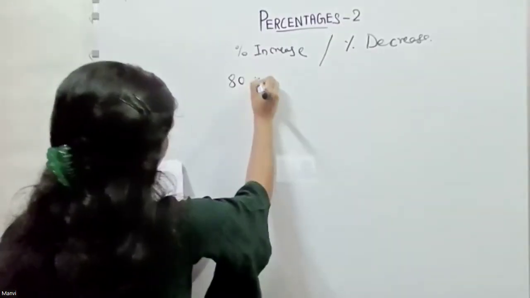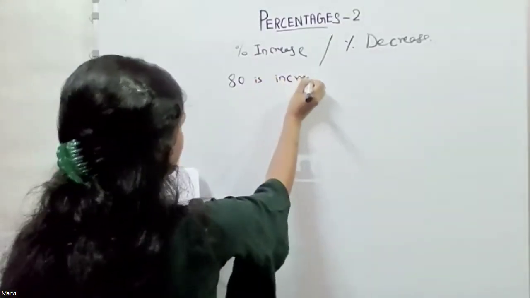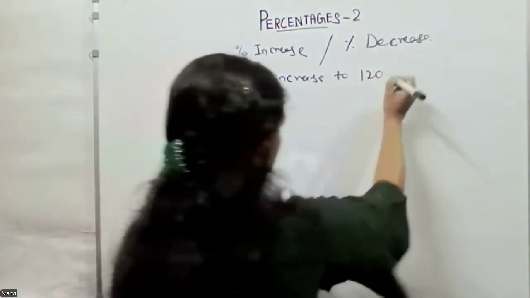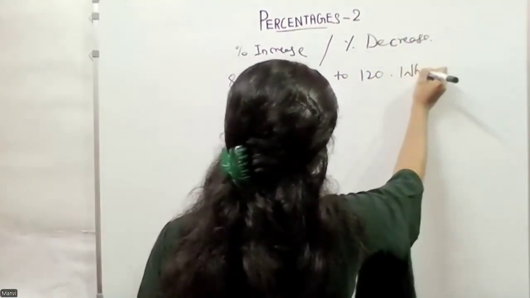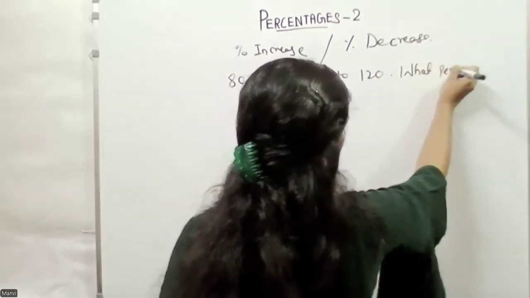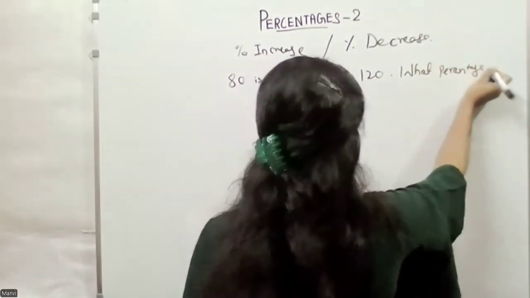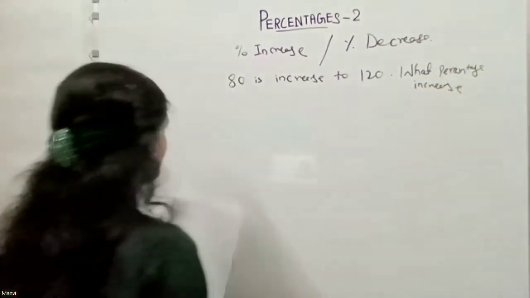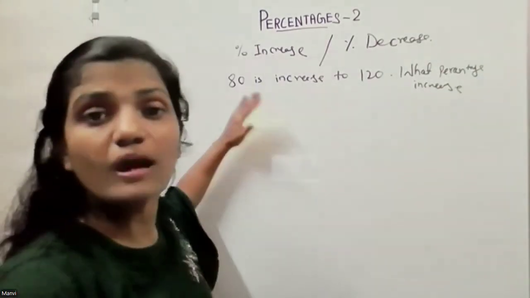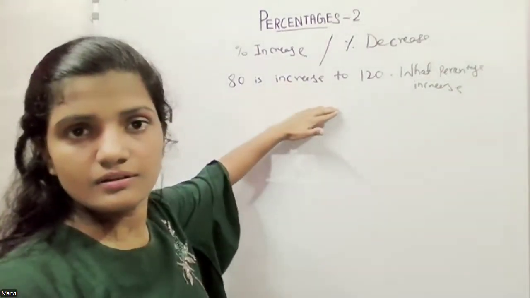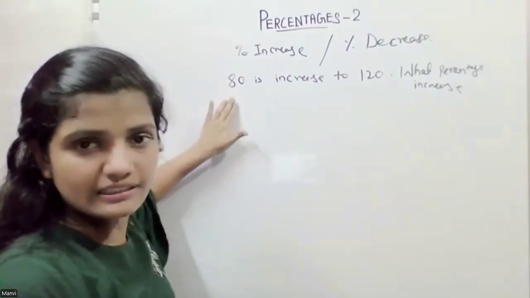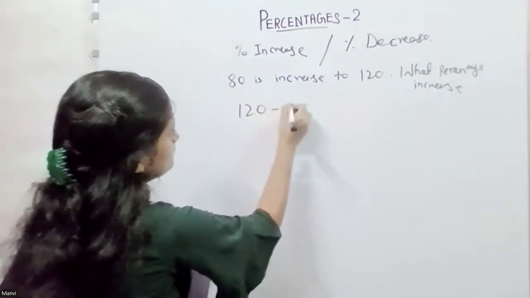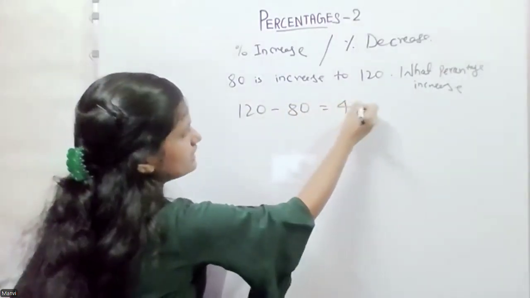80 is increased to 120. They ask what percentage it increased. Here, first we need to find out what value it increased by. Earlier it was 80, now it became 120. So the value increased by 120 minus 80, which is 40.